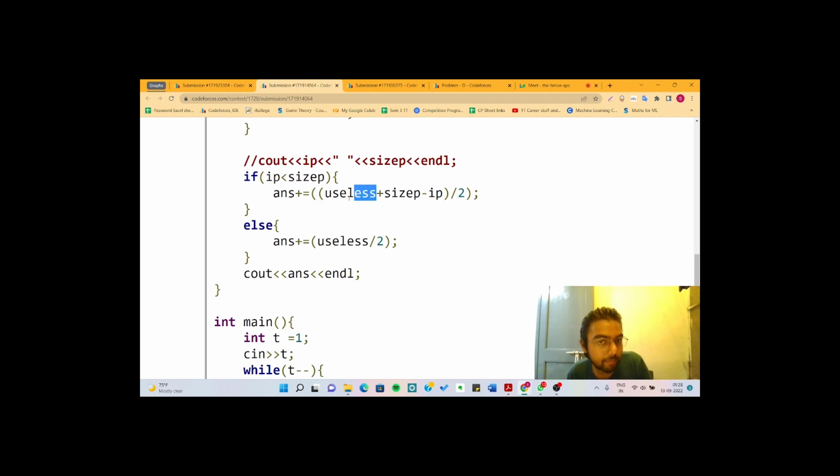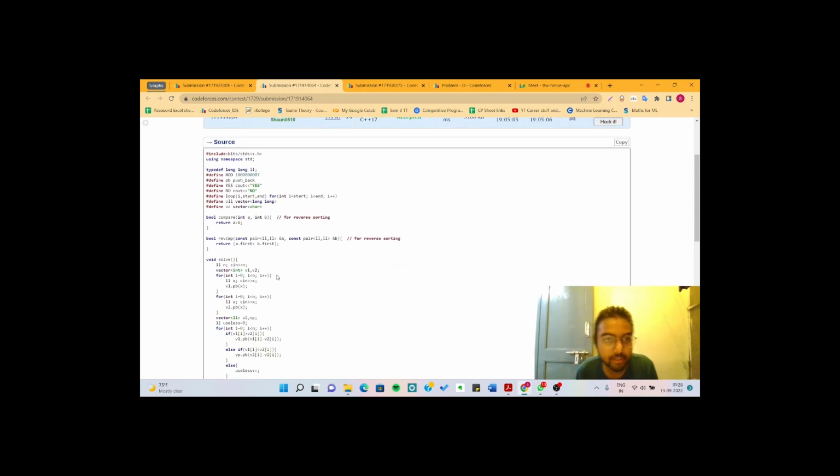This is the number of good people, and this divided by 2 will be added to the answer. If there are no good people left, like if ip is equal to size p, then in that case you'll just add the number of good people, and then you'll just print out your answer. So this is the solution, and this is the explanation for this code. Now I hope you understood this.